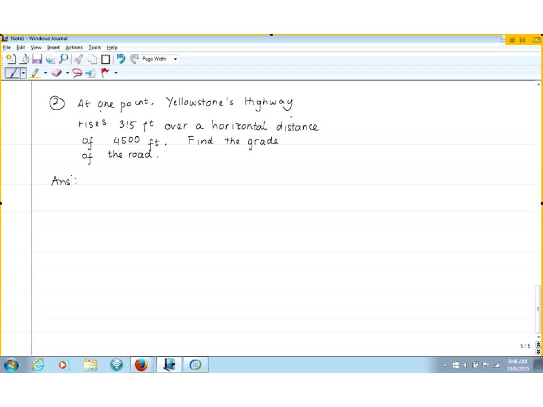Okay. So how do you do it? What would you do here? The slope is rise over run. What is the rise? 315 feet, right? And then it cancels with the feet. And the run? 4,500. So what is this? 315 divided by 4,500. Let's get a decimal.